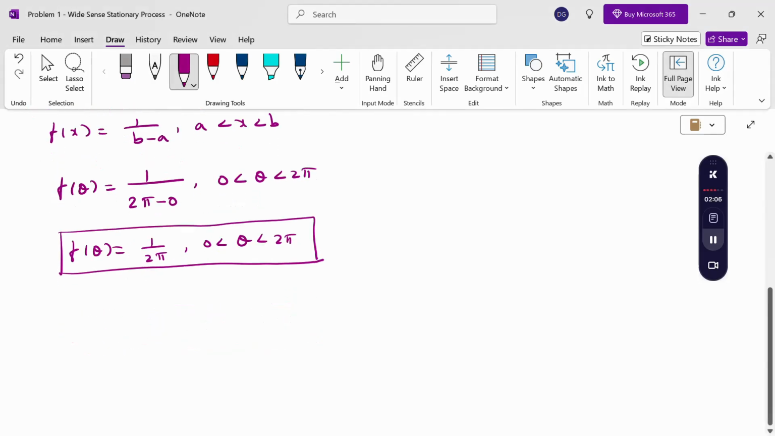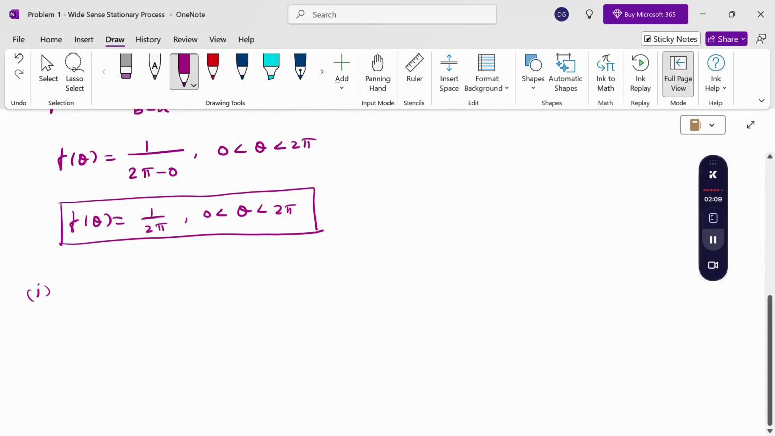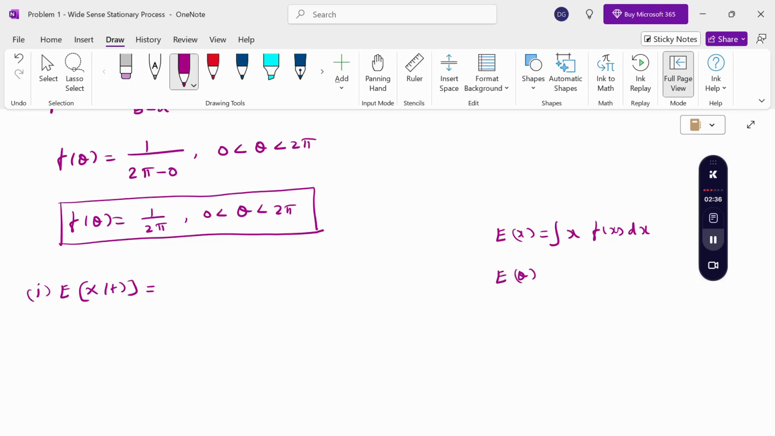Now, to prove the first condition, the first condition is the expectation of X(t). Generally, what is the formula to calculate the mean? This is a continuous random variable, because for a uniform distribution, when the interval is given, it is continuous. Therefore the general formula for the mean is the expectation of X equals the integral of x f(x) dx. Here θ is the random variable, therefore the expectation is the integral of θ f(θ) dθ. This is the formula to calculate the expectation of X(t).